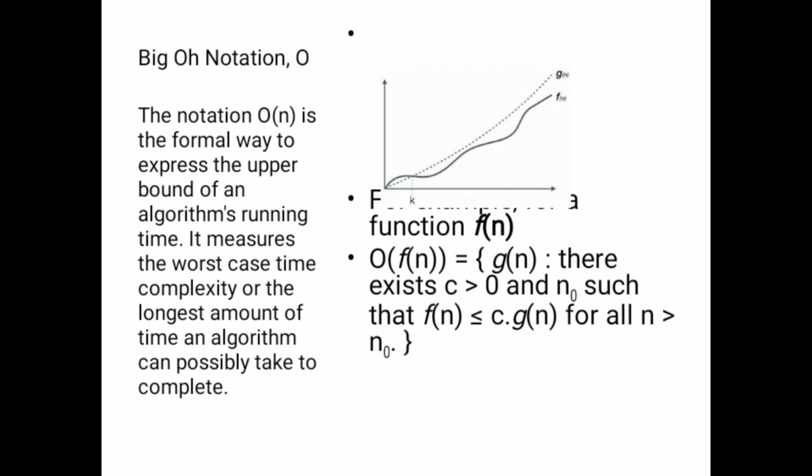It is a formal way to express the upper bound of an algorithm's running time. It measures the worst case time complexity, or the largest amount of time the algorithm can possibly take to complete. So big O notation is the formal way to represent the maximum time taken by the algorithm. Maximum time is nothing but worst case.